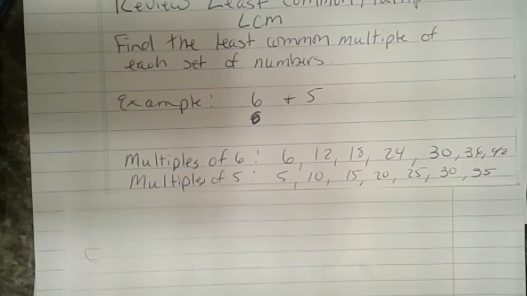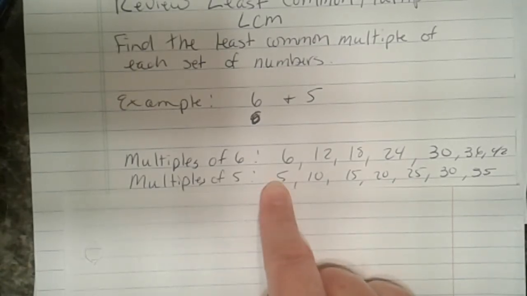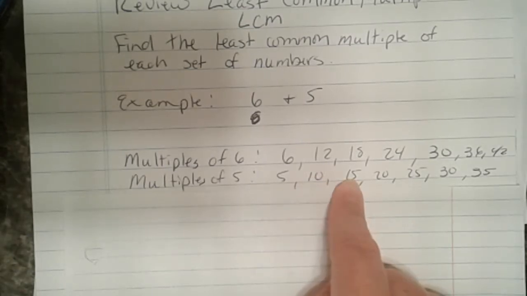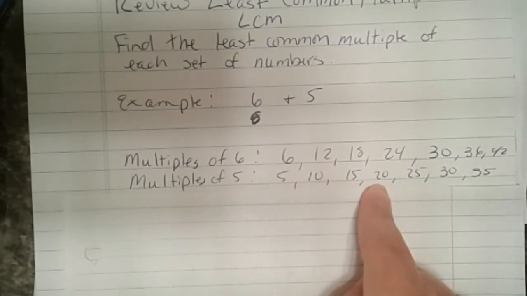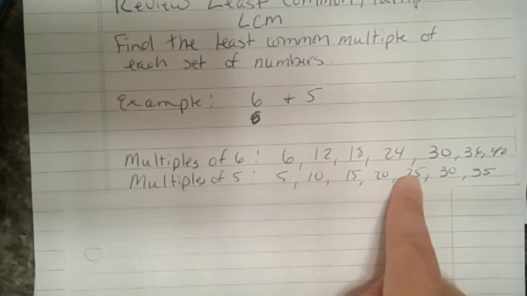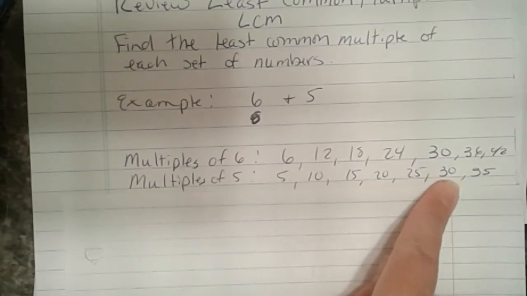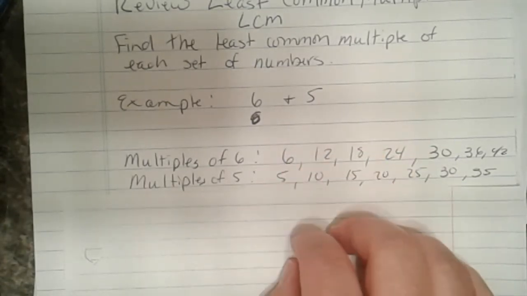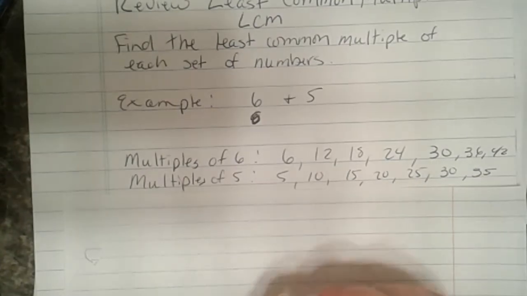Why are these multiples? Well, 1 times 5 is 5. 2 times 5 is 10. 3 times 5 is 15. 4 times 5 is 20. 5 times 5 is 25. 6 times 5 is 30. And 7 times 5 is 35. So these are all multiples of 6 or of 5.